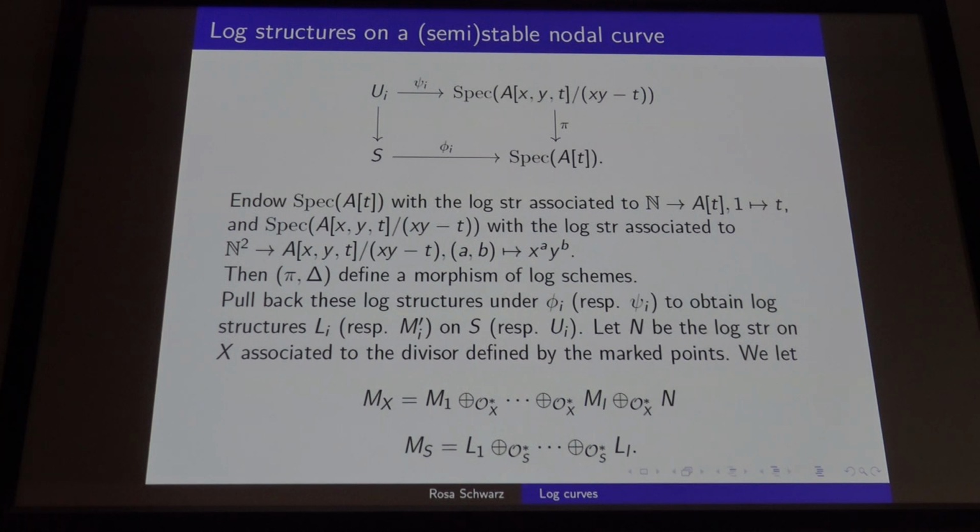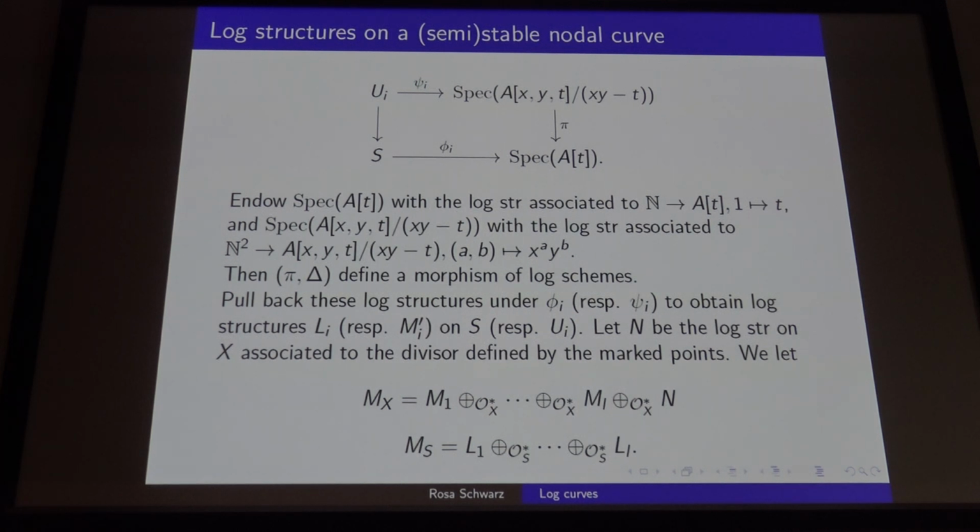Right now you have taken into account the nodes, but you also want to take into account these marked points. And you can just take the log structure associated to the divisor of these marked points, and then make the amalgamated sum of all these log structures. Which will basically give you around the point exactly what you expect, as in the theorem before. Or around a node, you get exactly what you expect. To give an example of this procedure.